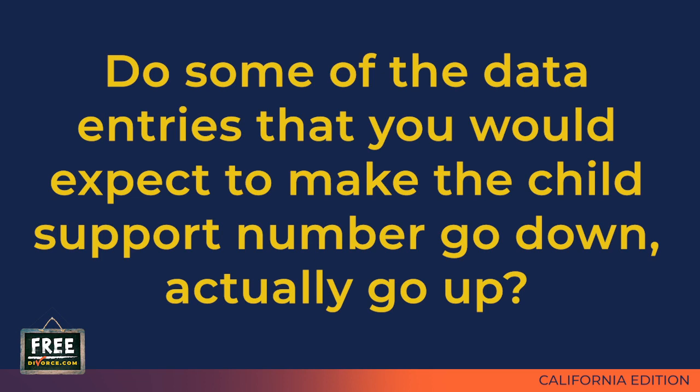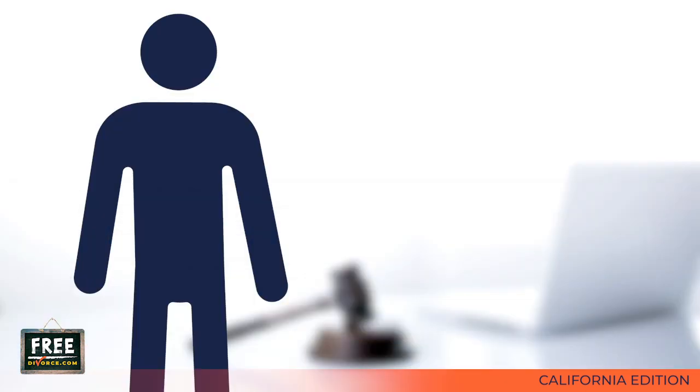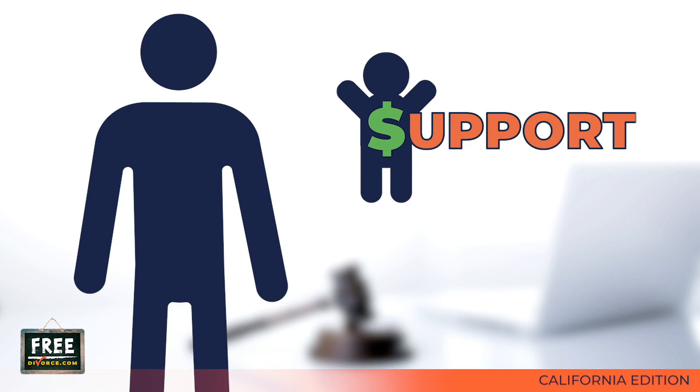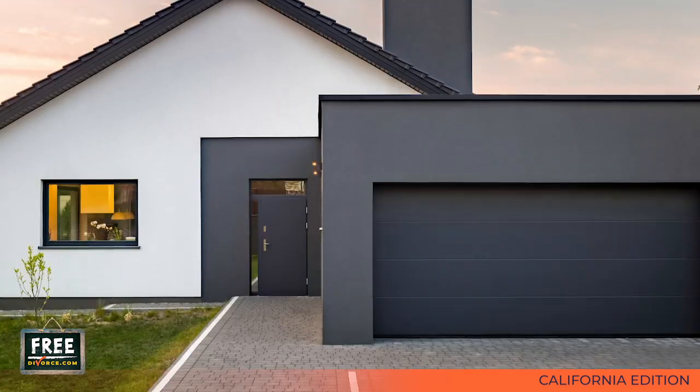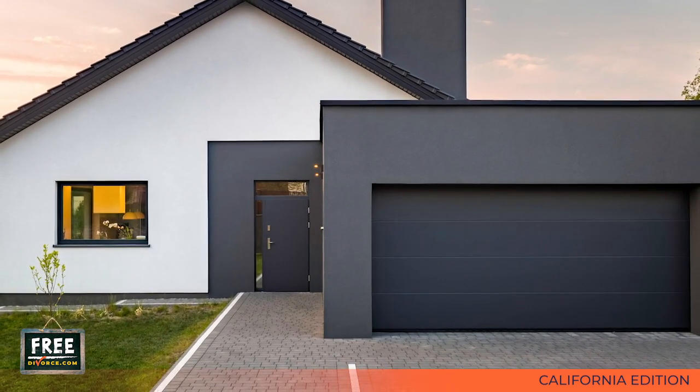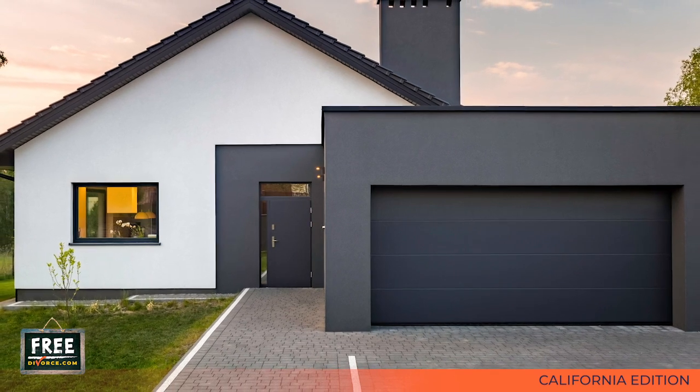Do some of the data entries that you would expect to make the child support number go down actually make it go up? Yes. Some of the entries seem counterintuitive. For example, if the father is paying child support and he has a huge mortgage payment, you would think that he would get a break and pay less child support.